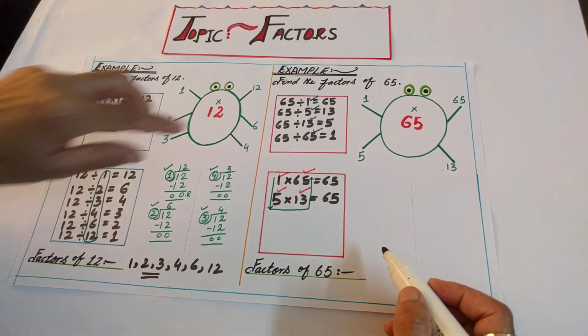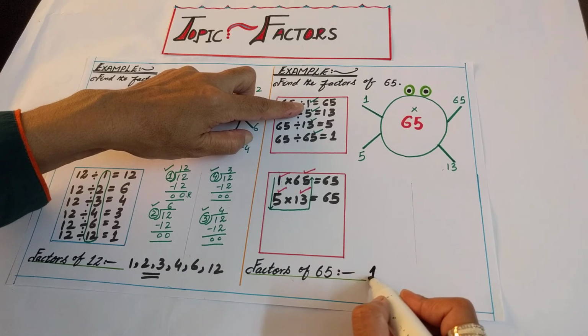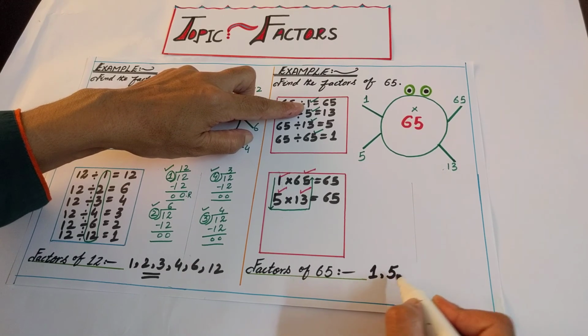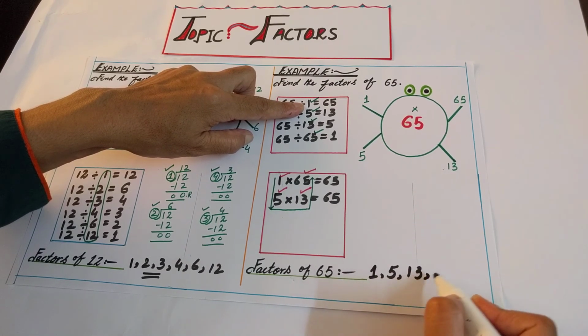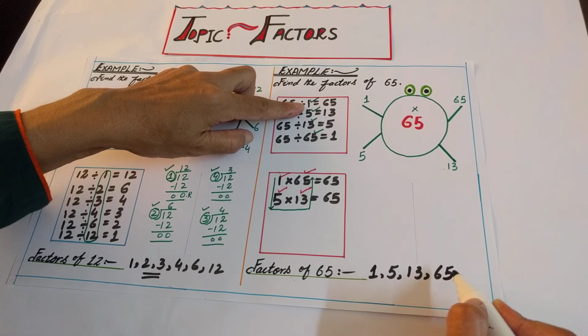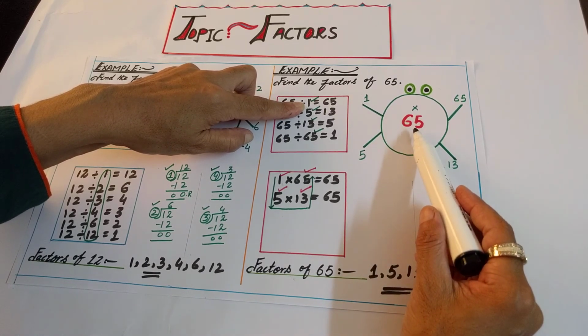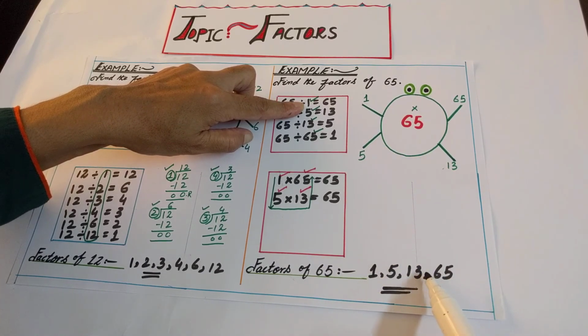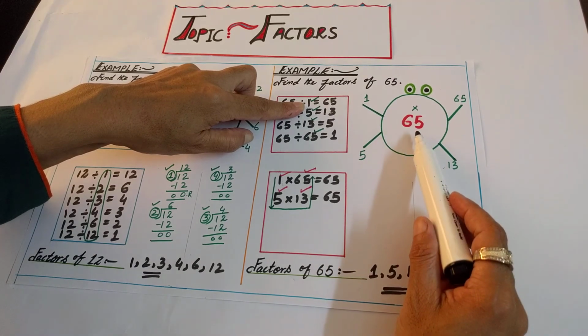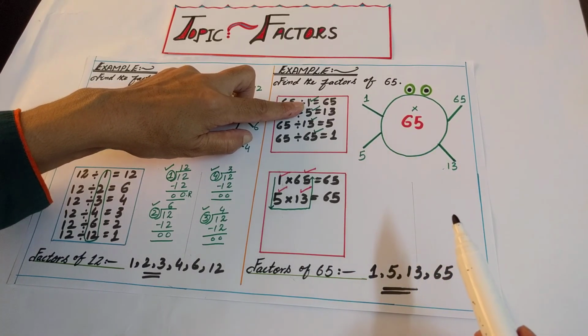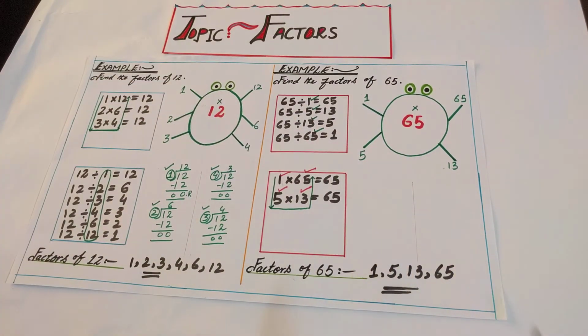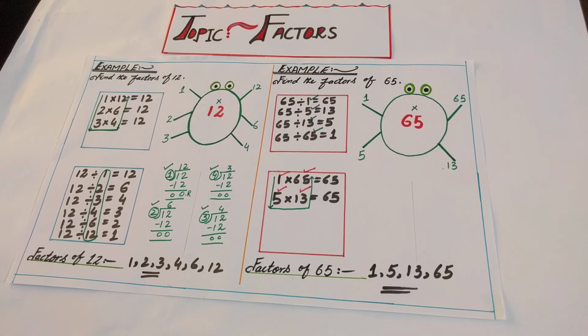What are those factors? 1, 5, 13 and 65. These all are the 4 factors of the given number 65, and these all factors divide the given number 65 exactly, leaving no remainder. Clear? Hope so you have learned the lecture about the factors.